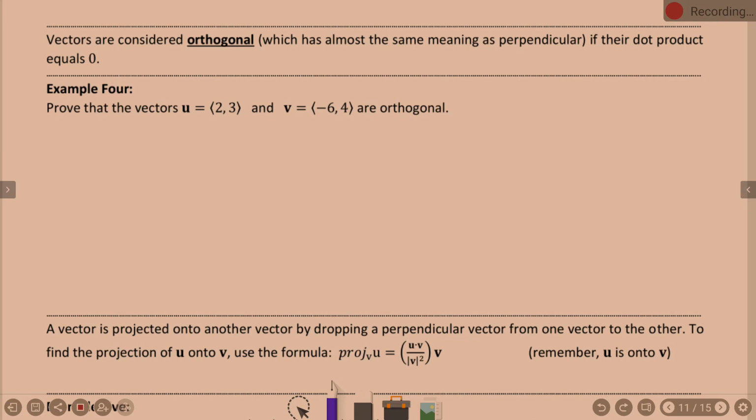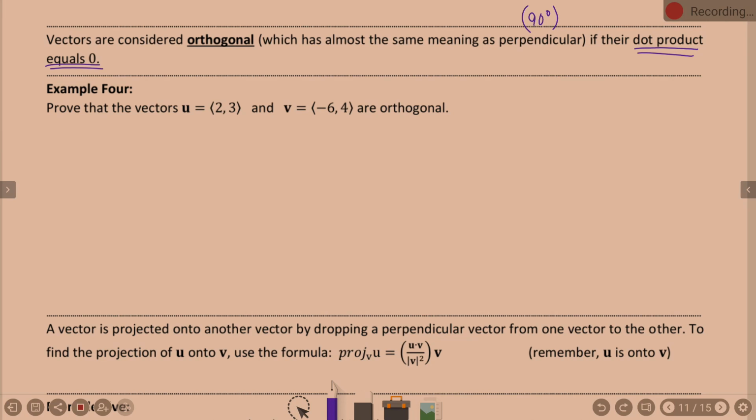But. Okay, so vectors are considered orthogonal. Almost the same meaning as perpendicular, which when we say perpendicular, we're talking 90-degree angle. And how do we know if vectors are orthogonal? If their dot product equals 0. So another application of dot product is what we're looking at here.